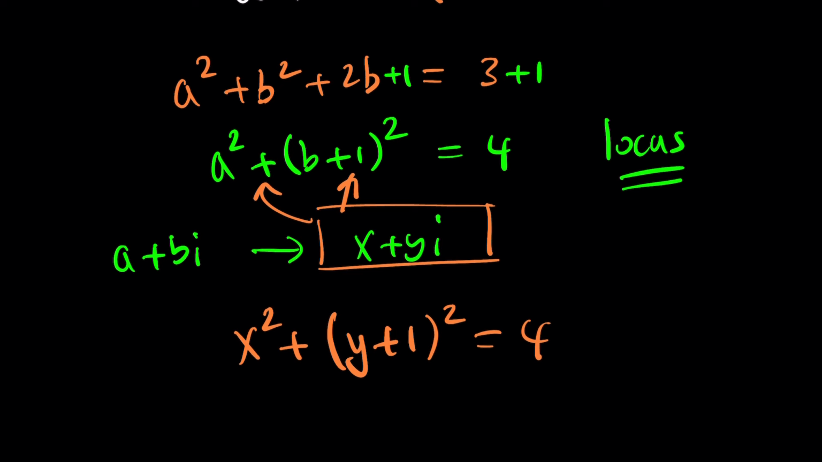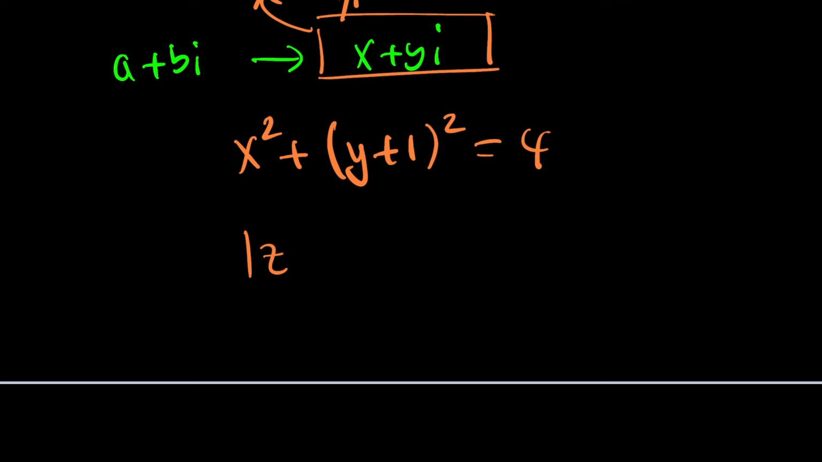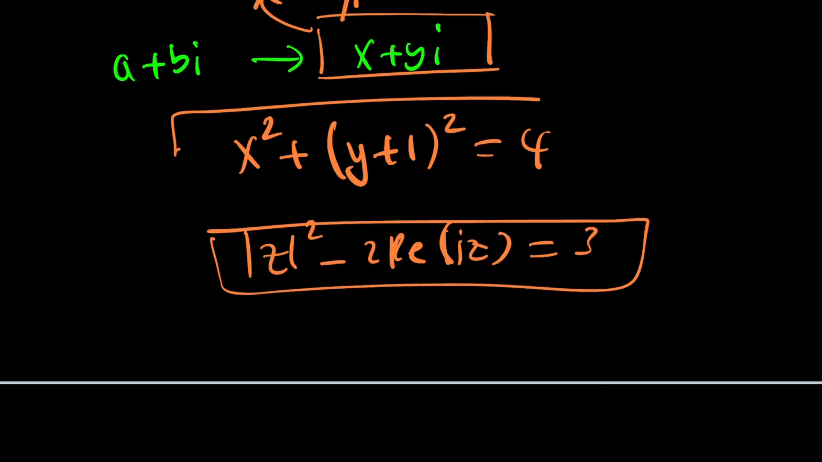Your job is to find the radius and the center, but a locus problem is basically all these complex numbers that satisfy this particular equation. What was that equation? Absolute value of Z squared minus 2 times the real part of IZ equals 3. All these numbers are on this circle.